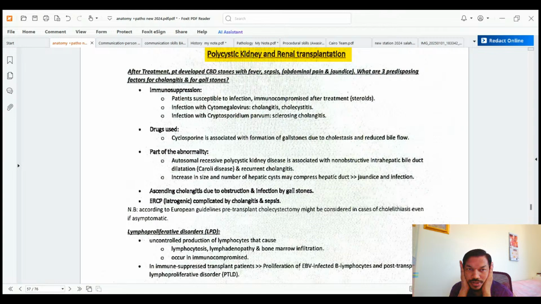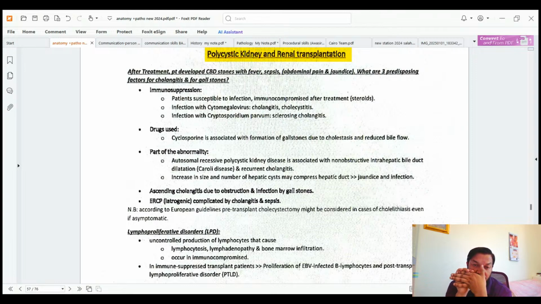After treatment, the patient develops a CBD stone with fever, sepsis, abdominal pain, and jaundice. What are three predisposing factors for cholangitis and gallstone? One is immunosuppression, drug use, and anatomical abnormality. Immunosuppression: the patient is susceptible to infection, immunocompromised because he has been treated with steroids.